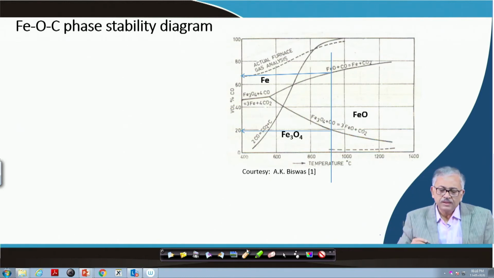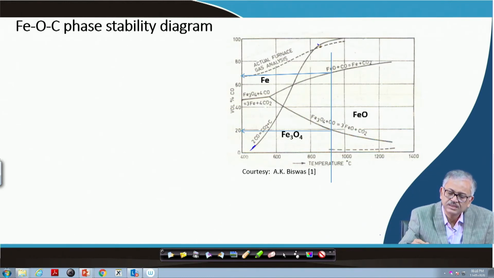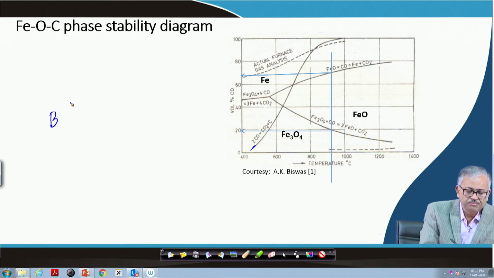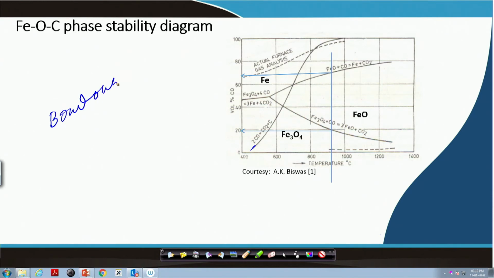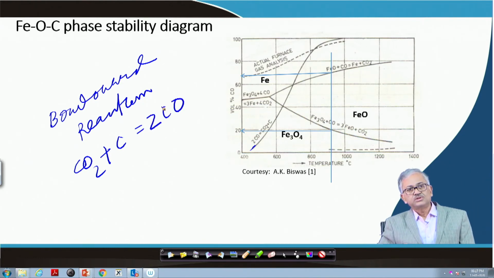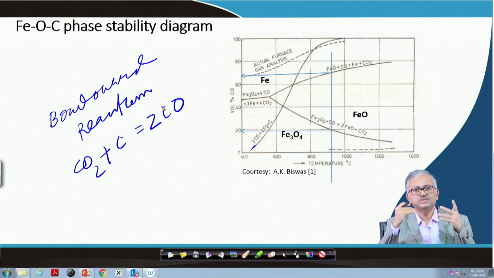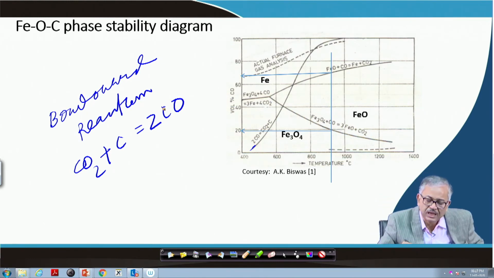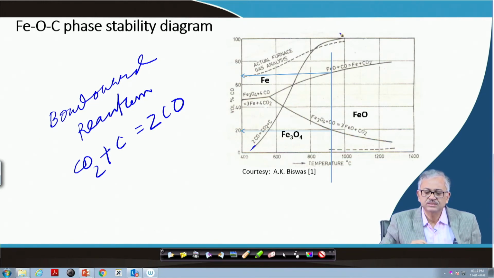Now, you can find this is the equilibrium line. This is the equilibrium gas composition in the blast furnace, and this is dictated by the reaction called the Boudouard reaction. The Boudouard reaction is CO2 plus C forming 2CO. This is a very important reaction, and this reaction gives the equilibrium composition of blast furnace gas at any temperature. Okay.